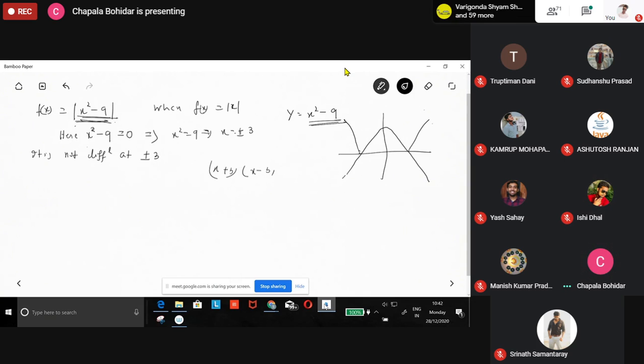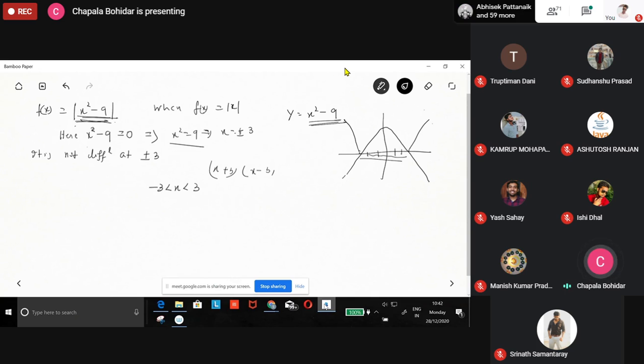Now when I am putting the value of x from minus 3 to 3, not including minus 3 and 3, in between here minus 2, minus 1, and here 3, 2, 1. So if x lies in between minus 3 less than x less than 3, what is the functional value I am getting here?